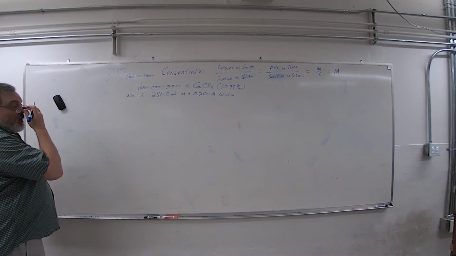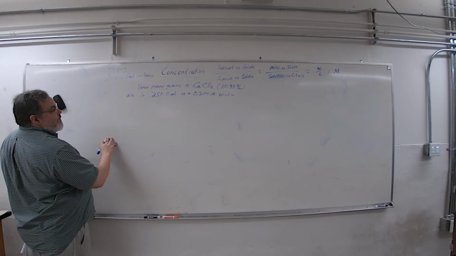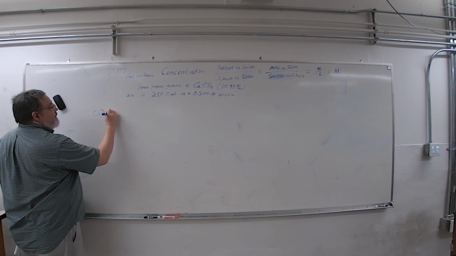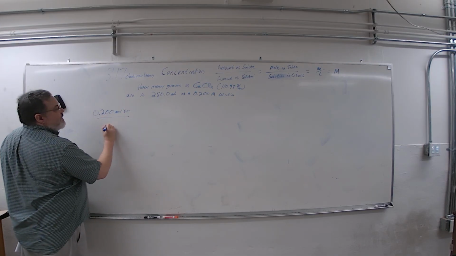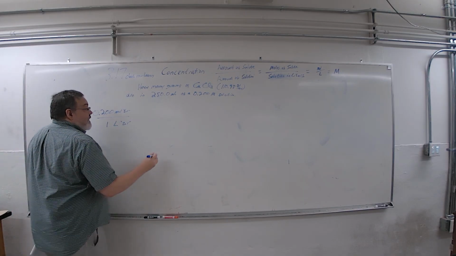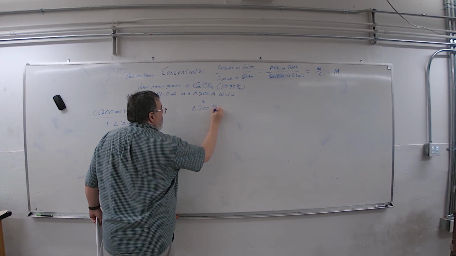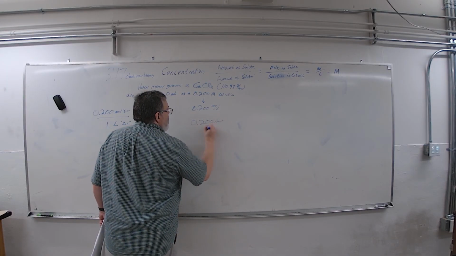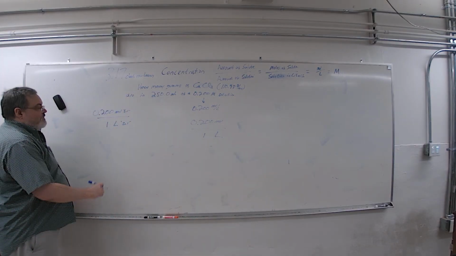Since we just did one, I know how we start. We want moles on the bottom. Moles of solution and 1 liter of solution. Again, I got that from this. That's what the M means, moles per liter, which is 0.200. So that's what I've got right here.